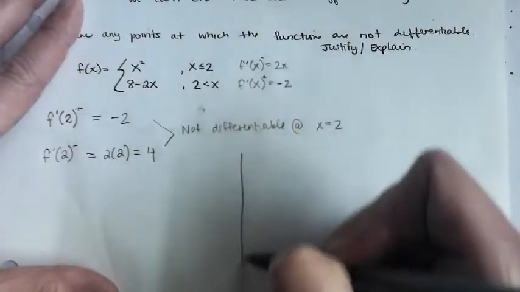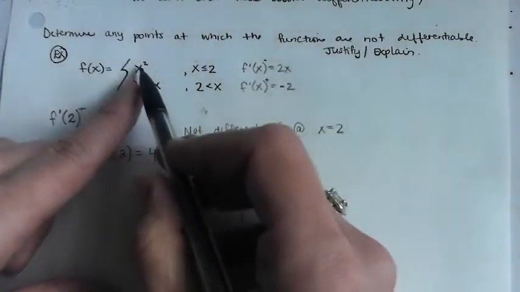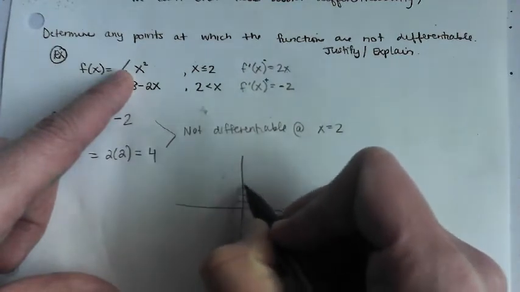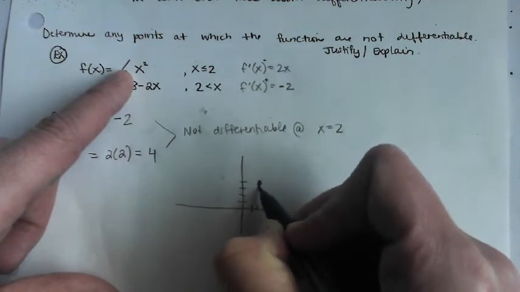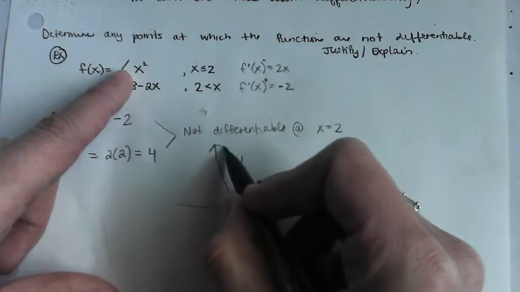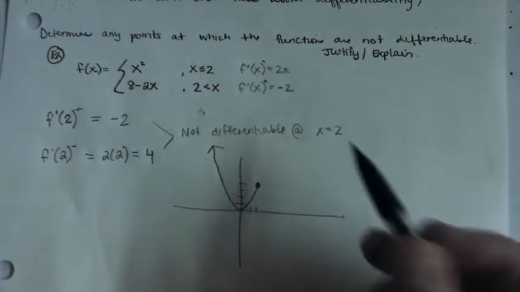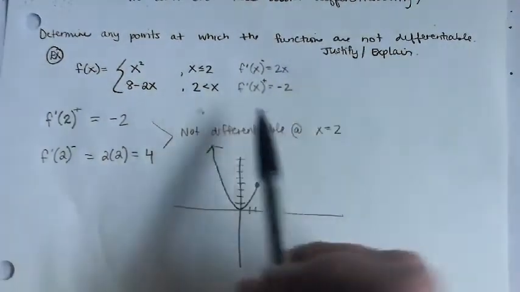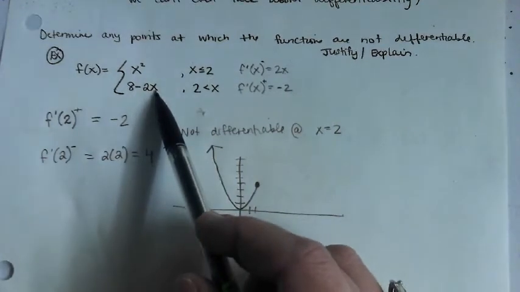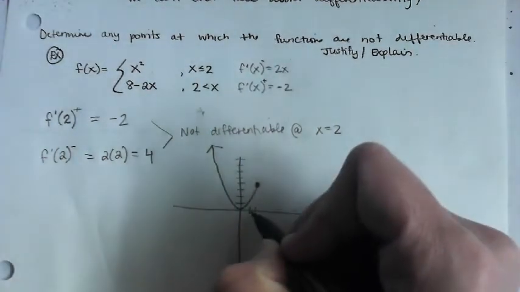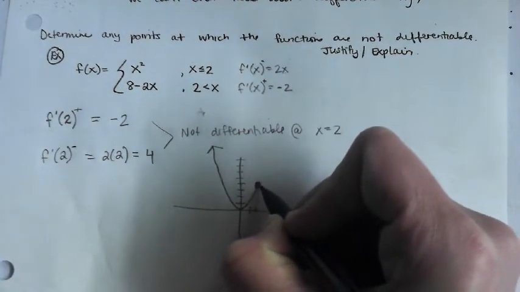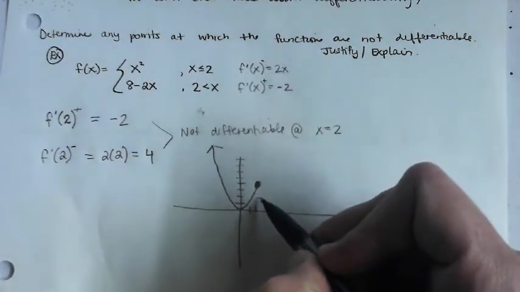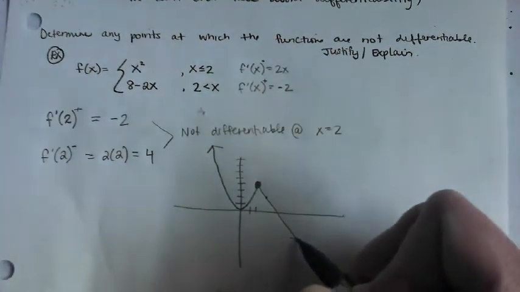If I sketch a graph for this, this is a parent graph of x squared that ends at 2, 4 with a solid circle. Prior to that, it's just going to look like this. And then 8 minus 2x is going to start at the point 8 minus 2 times 2, which is 8 minus 4. So it's going to start at 4. It's going to have a slope of negative 2, down 2 over 1, and it's going to look like this.